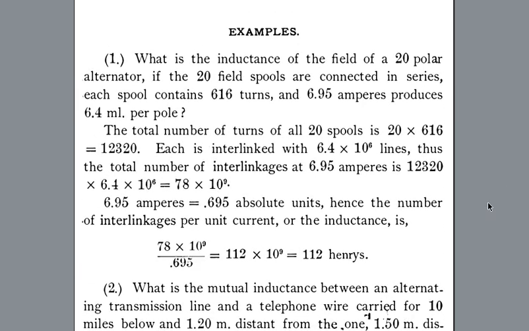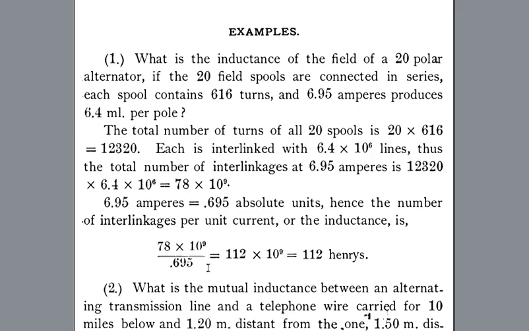Examples. 1. What is the inductance of the field of a 20-polar alternator? If the 20 field spools are connected in series, each spool contains 616 turns, and 6.95 amperes produces 6.4 megalines per pole. The total number of turns of all 20 spools is 20 times 616 equals 12,320. Each is interlinked with 6.4 times 10 to the 6th lines. Thus, the total number of interlinkages at 6.95 amperes is 12,320 times 6.4 times 10 to the 6th equals 78 times 10 to the 9th.